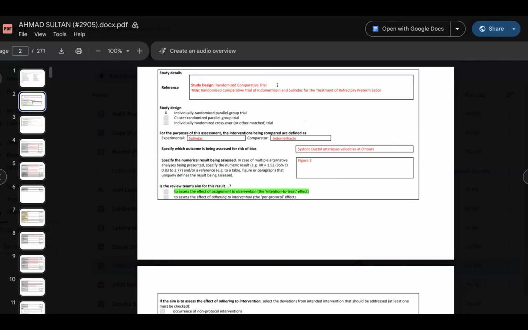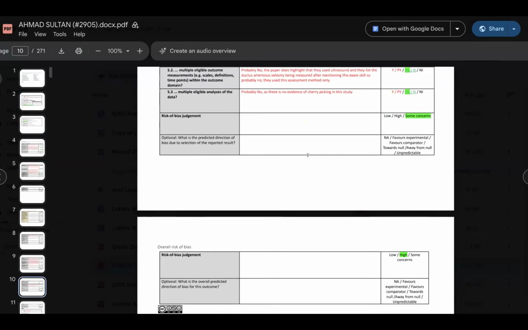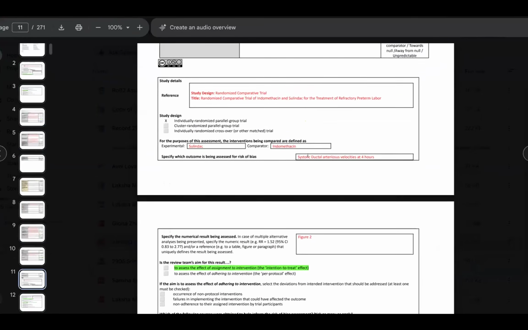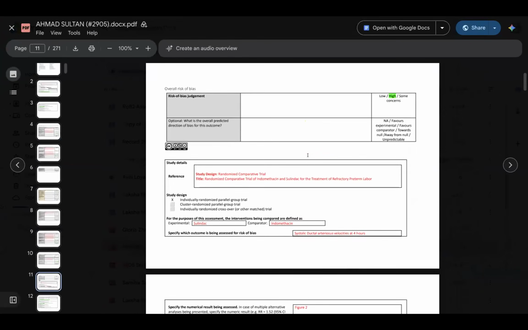All right. So actually, let's pick one. Let's go to his next one, which is on page 11 of his document, which is 271 pages long, mind you.